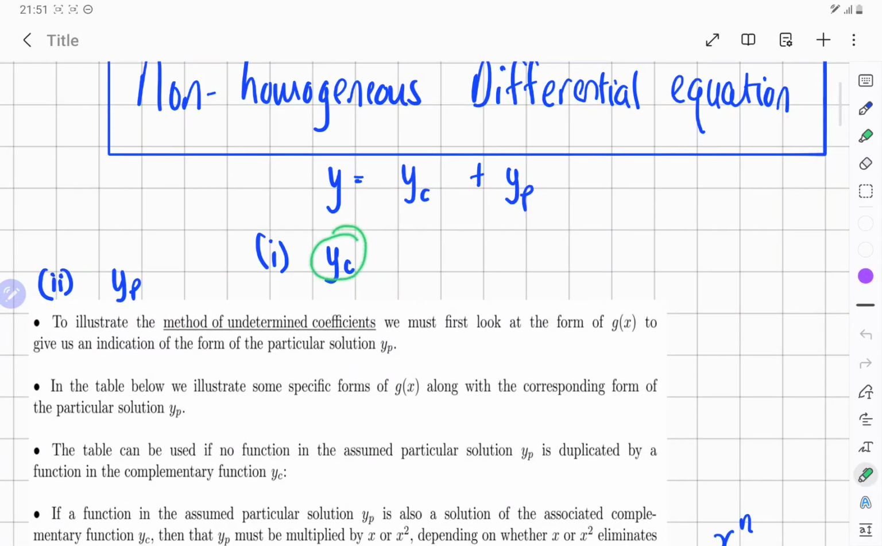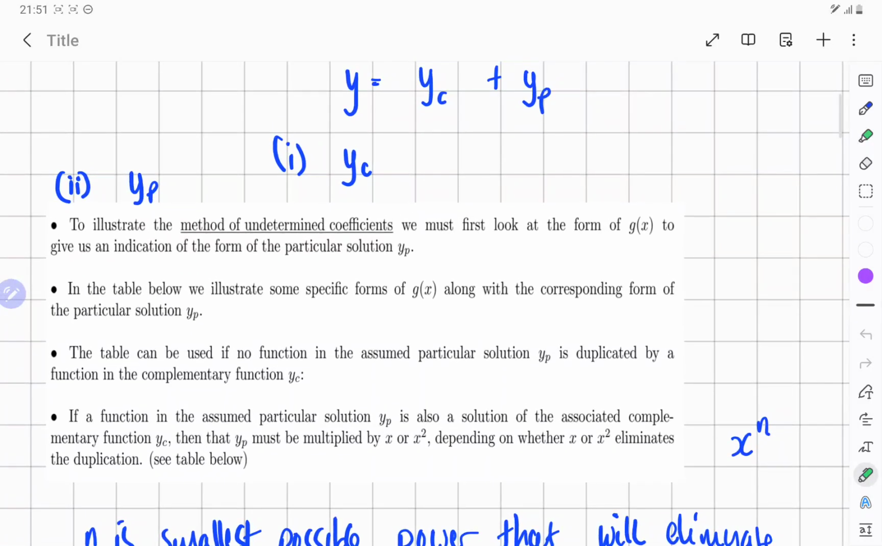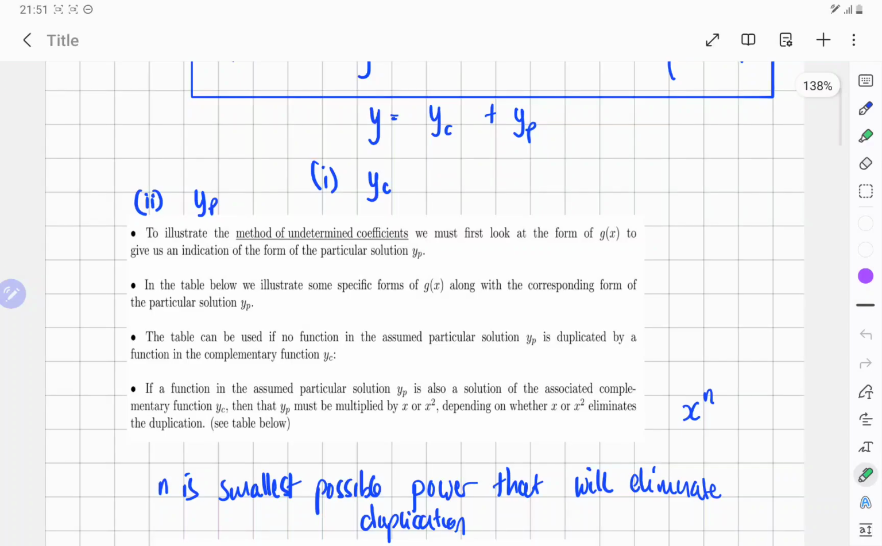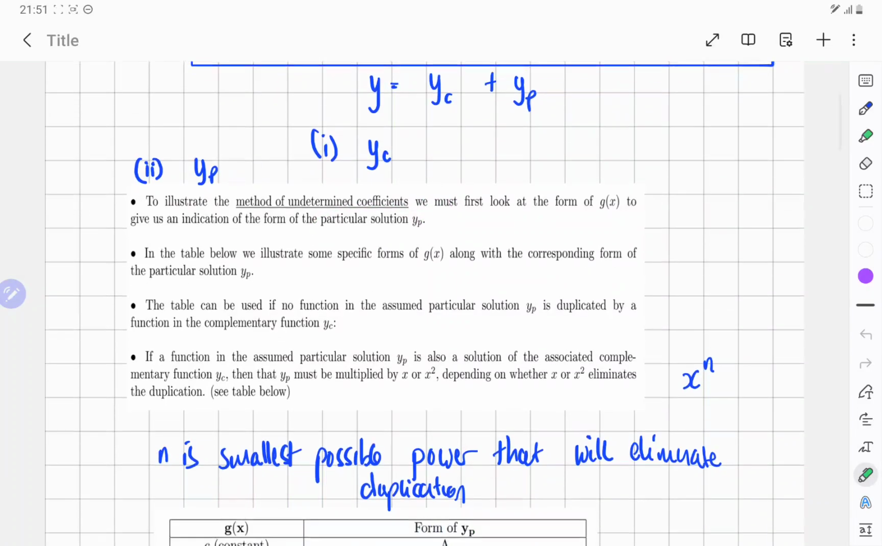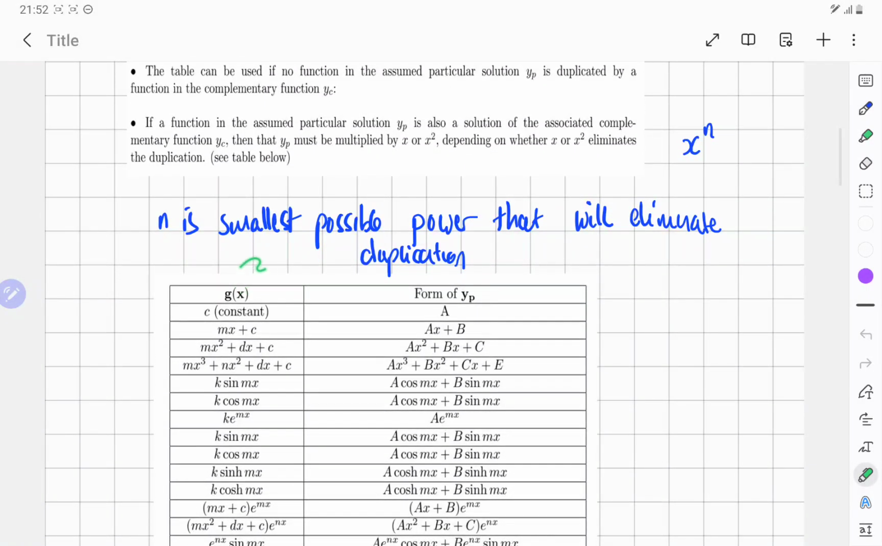In the first step we will solve y complementary, and then in the second step we will solve y particular. Now remember, to solve y particular we are using the method of undetermined coefficients, and we must thus look at the form of g(x) to give us an indication of the particular solution y_p. We will look at the table: on the left hand side we have the specific form of g(x), and on the right hand side we have the corresponding form of y particular.